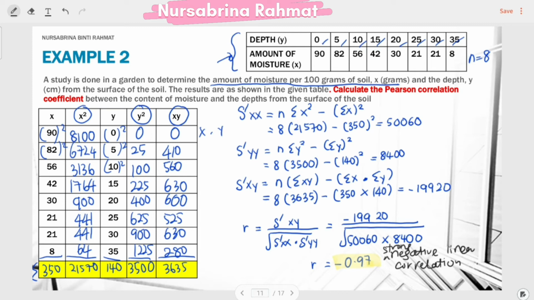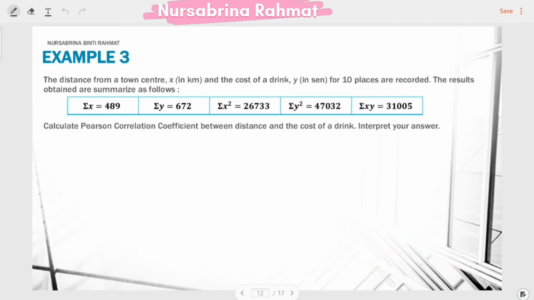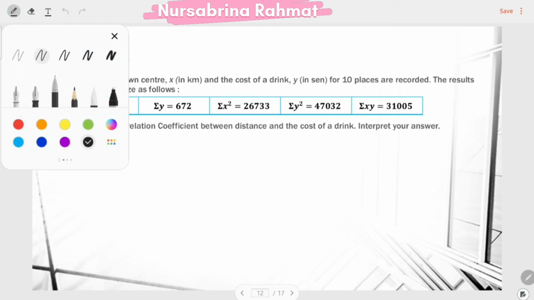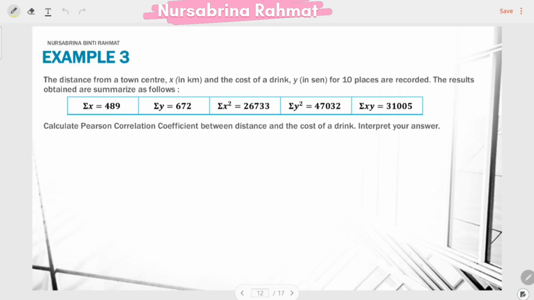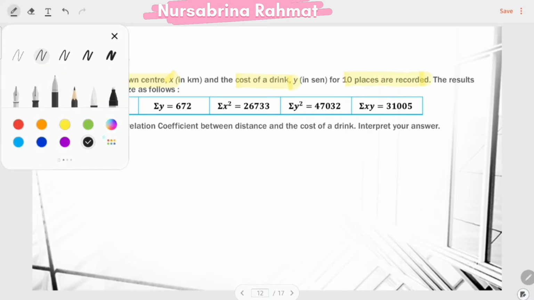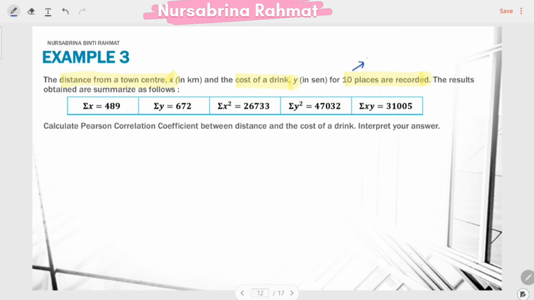Alright. Next, let's look at the distance from a town center, x. The town center distance is x in kilometers, and the cost of a drink, y, is in cents, for 10 places recorded. So 10 is your n. They already calculated for you the sum of x, sum of y, sum of x square, sum of y square and sum of xy. So we can just use these to find your Pearson correlation coefficient.